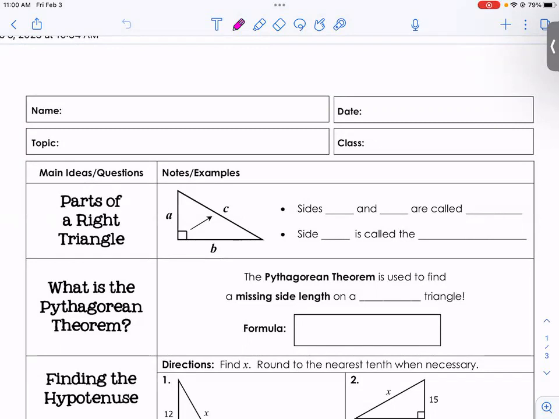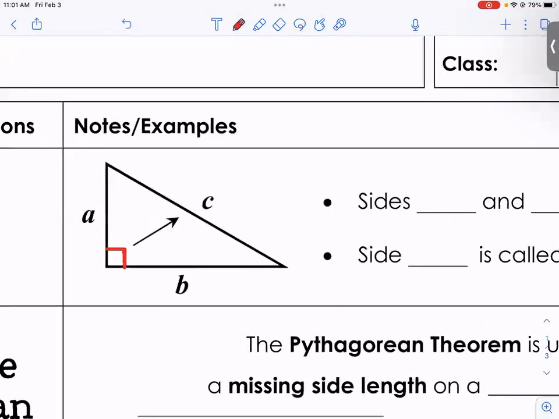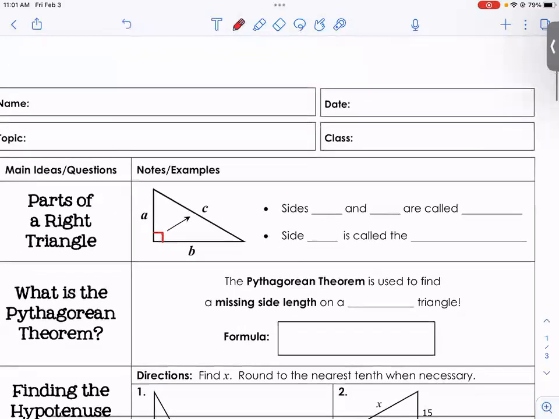Jada. It has a little box. And this little box right here means that this is a 90-degree angle. Okay? So that little box means 90 degrees. We have a right triangle. Okay? So do you notice how this right triangle is labeled as A, B, and C? Okay, so sides A and B are what we call legs of the right triangle.